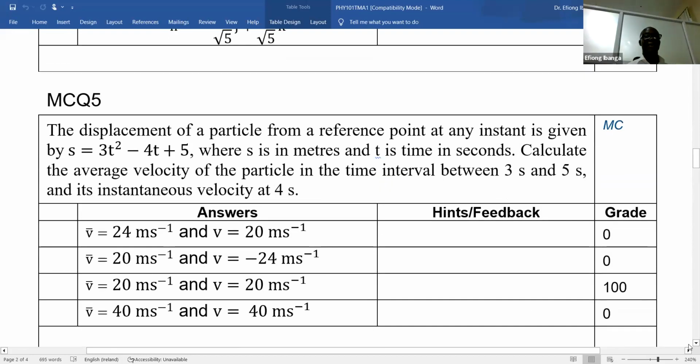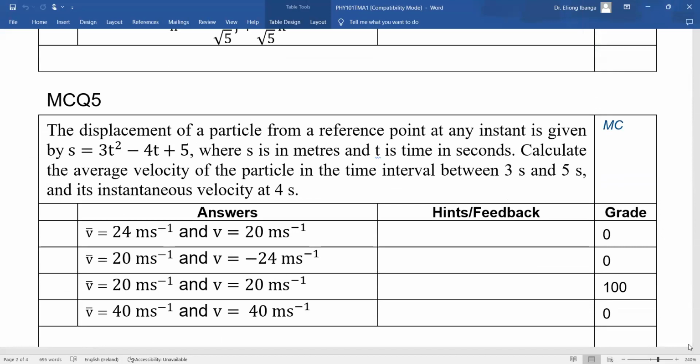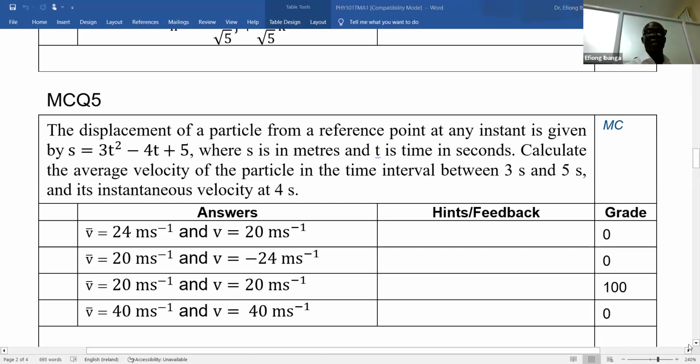The displacement of a particle from a reference point at any given instant is given as this. We can't ask you this in the exam. You won't be able to do it, but I'll ask it in the TMA. So if you see a thing like this in the TMA, you should be able to solve it. All right. So what we are actually testing here is: calculate the average velocity of the particle in the time interval this and this, and its instantaneous velocity. Average velocity is different from instantaneous velocity. The average is total distance over time taken.